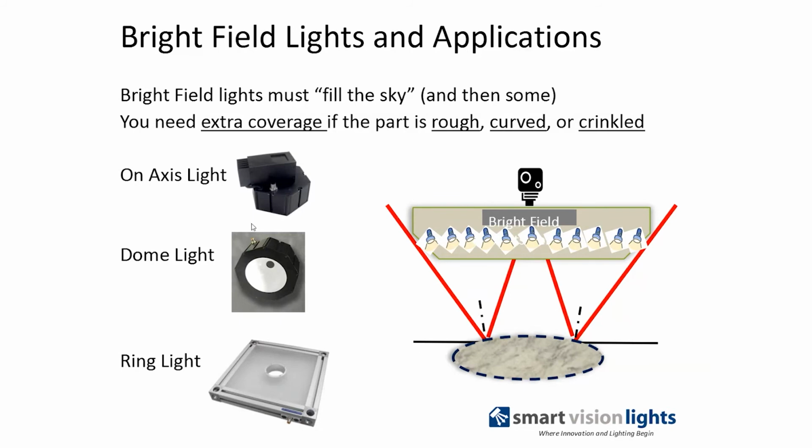There's a number of ways to do this. You might use, this is a flat, though we call this a ring light, this is a flat ring light. There's dome lights, or there's what we call on-axis lights that have a combination of the dome and an on-axis light inside there.